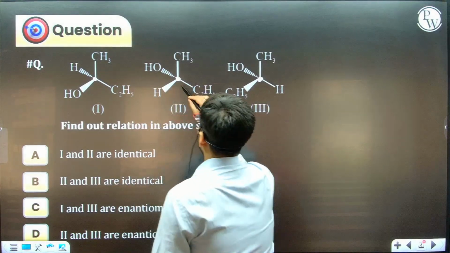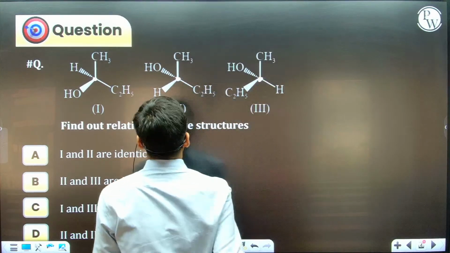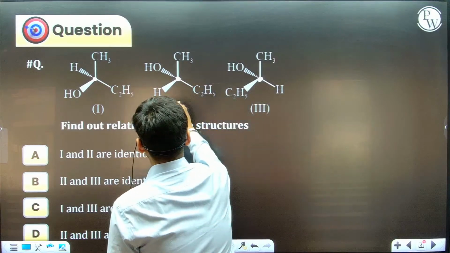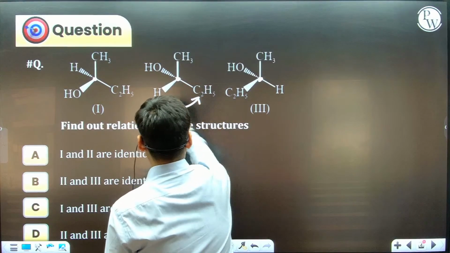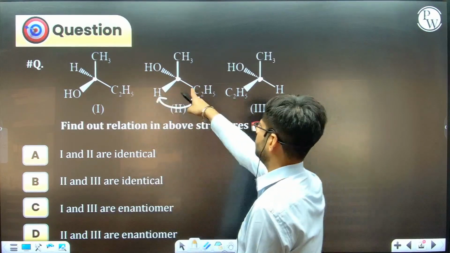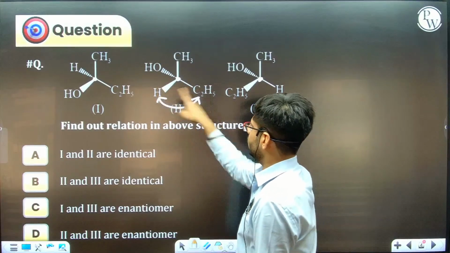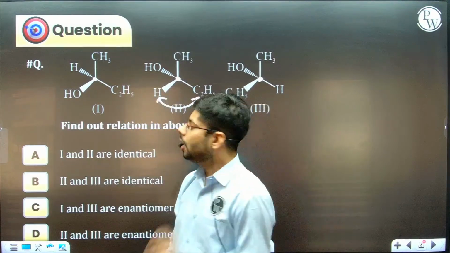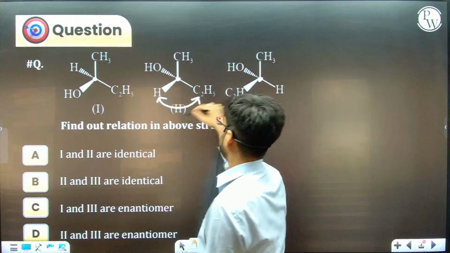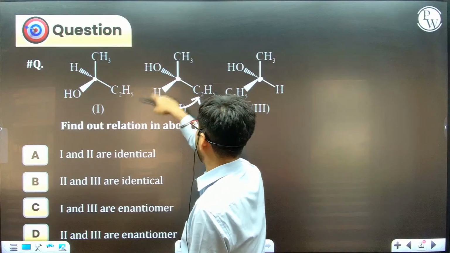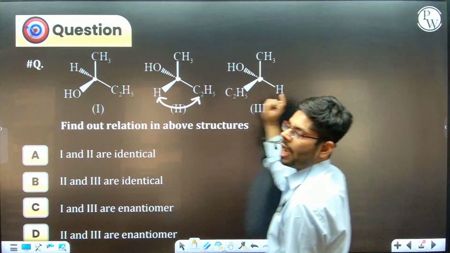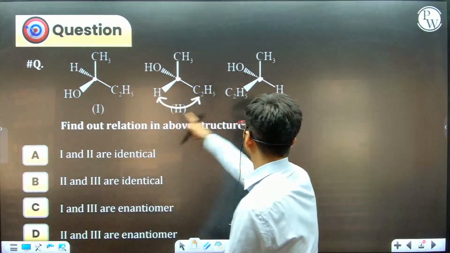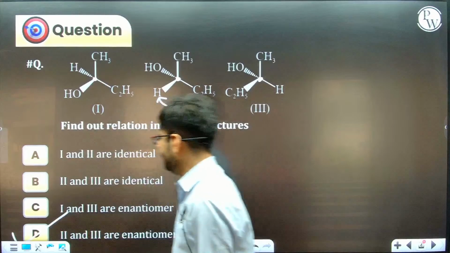Now if I look at second and third, and if I perform a swap between H and C2H5, what will I get? Look at the groups. What have I done here? I am performing an interchange or a swap. So if I am performing a swap between H and C2H5, then C2H5 comes here, H comes here, and I get this. I told you if I perform only one swap around a particular chiral carbon, I get its enantiomer, which means 2 and 3 are enantiomers, and hence I'll say D is the correct option.